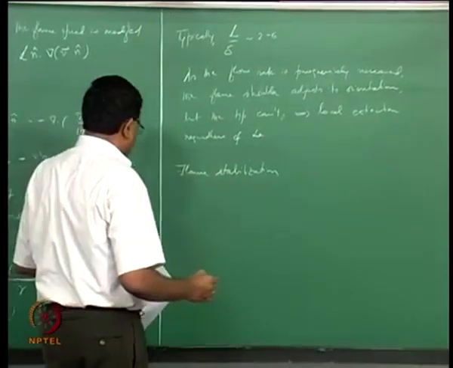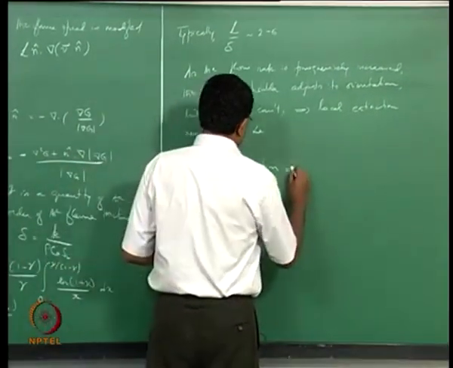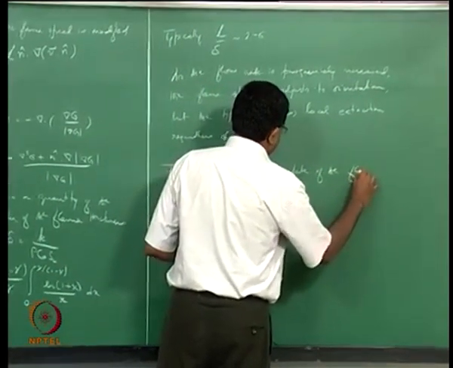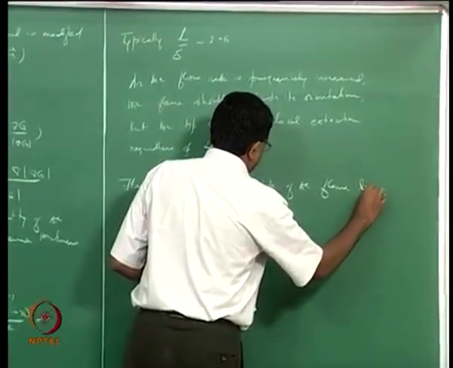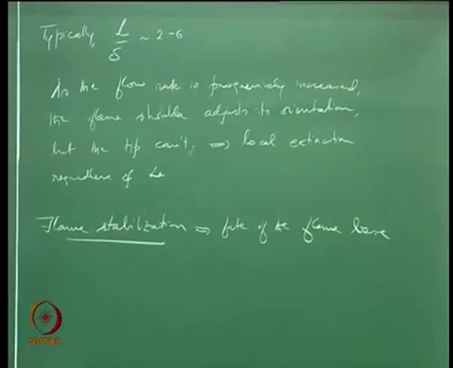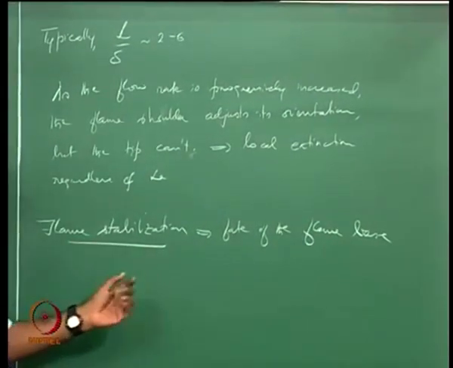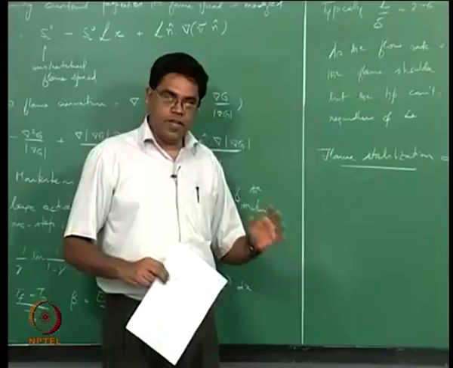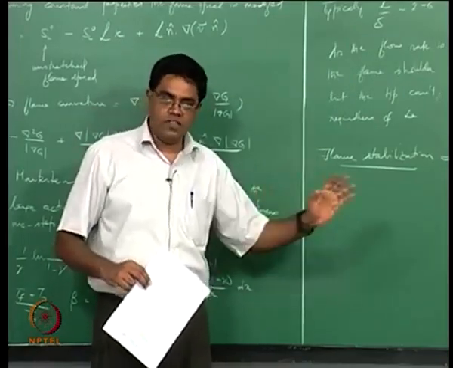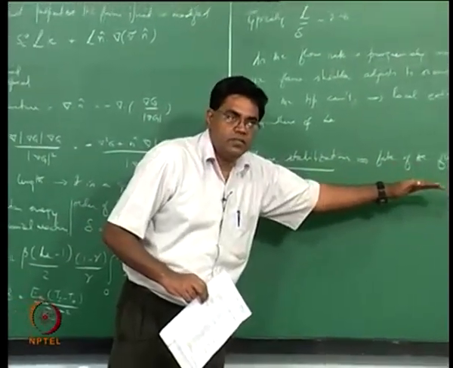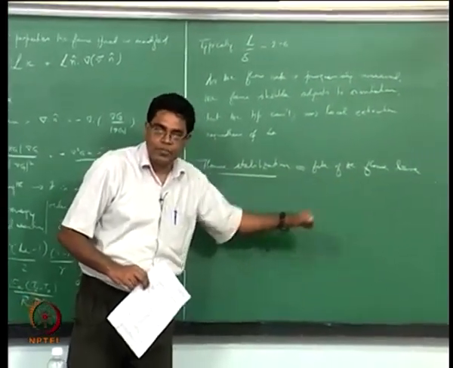Flame stabilization. So this refers to the fate of the flame base, or flame anchor point. Flame stabilization can also be referred to as flame anchoring, because the base is the one that is actually holding the flame. So correspondingly you can also use the term flame holding. So flame holding, flame anchoring, flame stabilization, all these things refer to pretty much the same, and it deals with the fate of the flame base, because the base is where the flame is held.